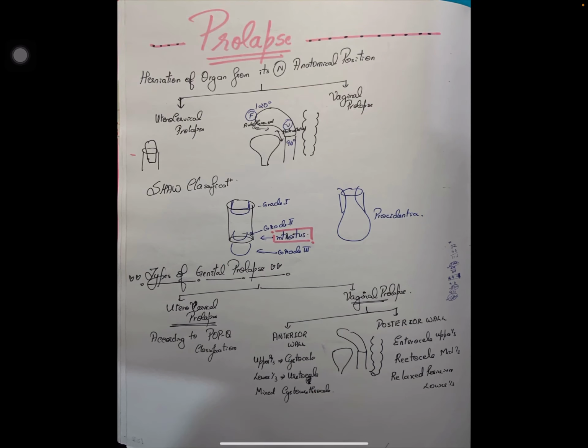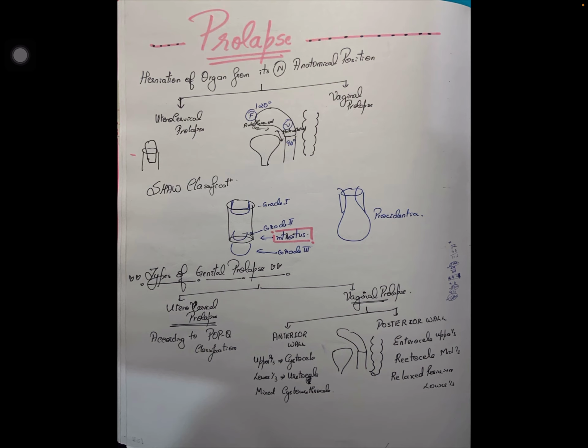Hello guys. So today we're gonna do prolapse, and I want this whole thing down to 45 minutes, wherein we can revise it well and also take the high yield stuff from it, and this shouldn't be a problem for us again. So let's get started.